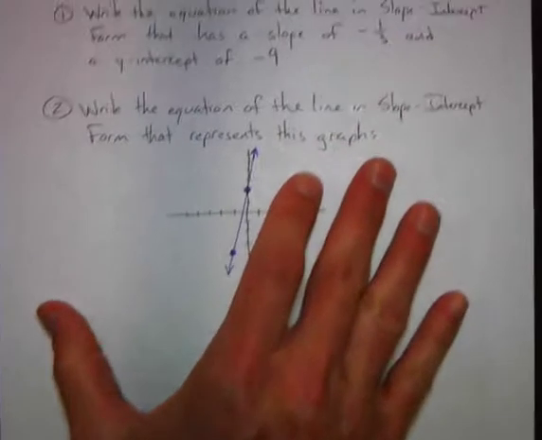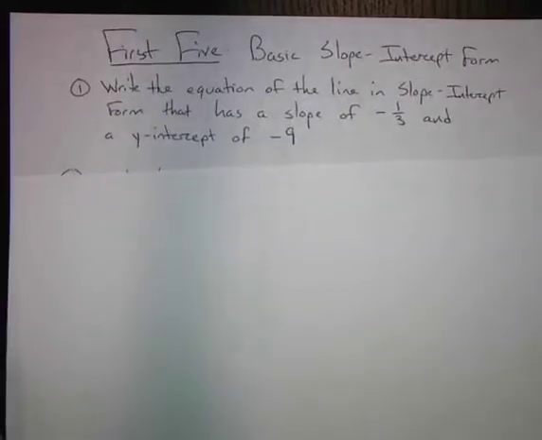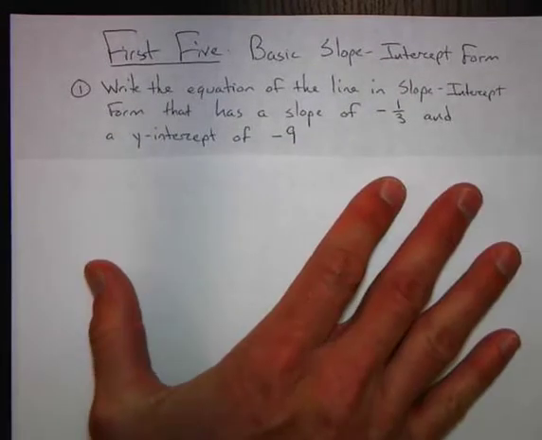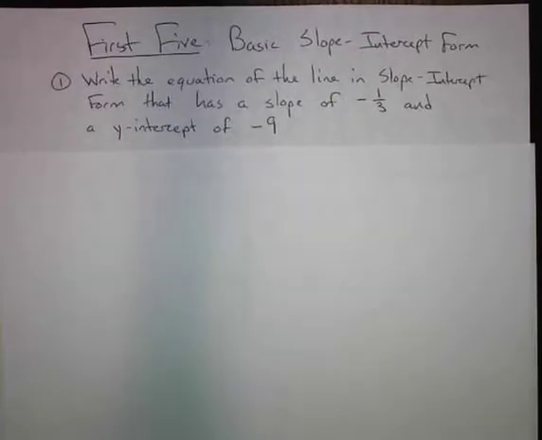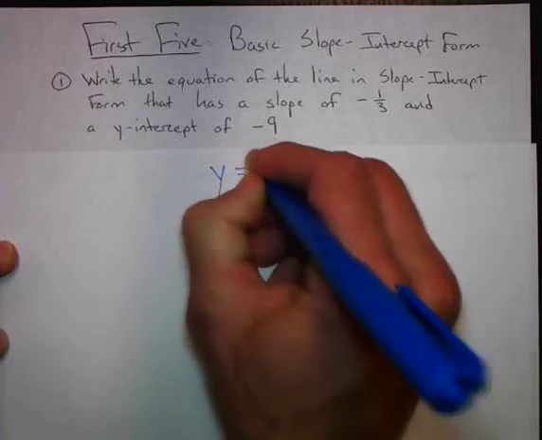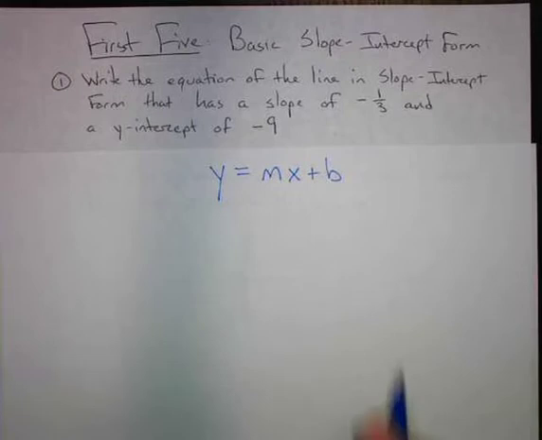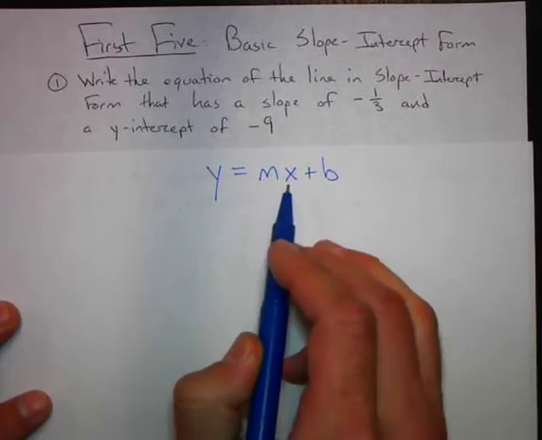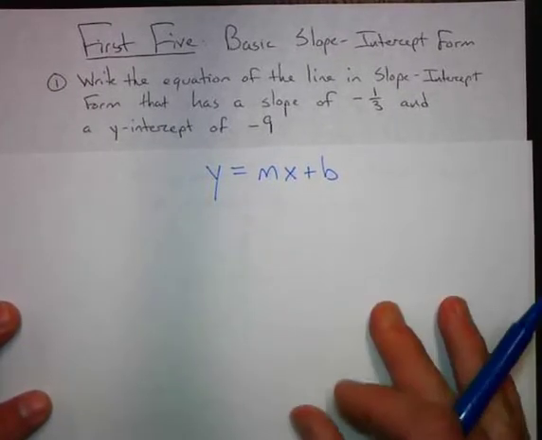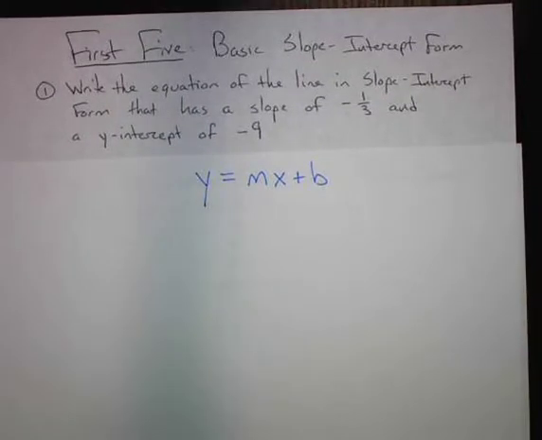So let's look at the first question in the basic slope-intercept form questions. We're writing an equation of the line in slope-intercept form that has a slope of negative 1/3 and a y-intercept of negative 9. This is straight substitution. Remember, slope-intercept form of a line is y = mx + b, where y stays y, x stays x, the other things give us information. The m comes from the slope, the b comes from the y-intercept.